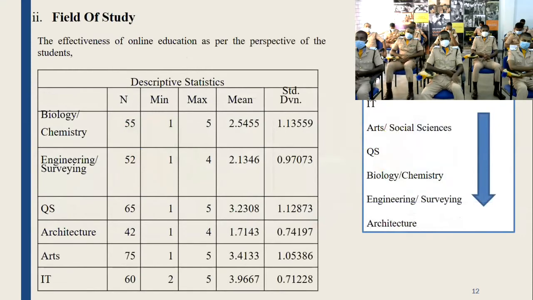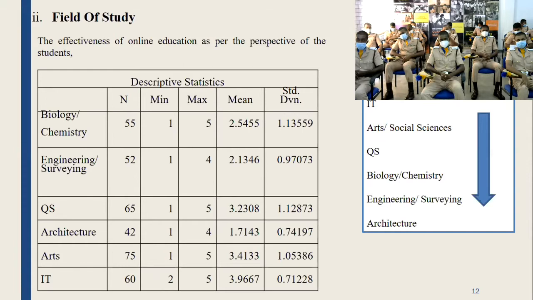With that, I'm moving on to the third category, which in my perspective I believe is the most important category here, the field of study. Our sample of students comprises the fields of biology, chemistry, engineering and survey, humanities, architecture, arts and IT. So we asked the students regarding their satisfaction towards the online learning sessions. Also, we asked them to rate the effectiveness of the learning sessions from their perspective. You can see in the figure on the right how the satisfaction level of the students decreases. From IT to architecture, the satisfaction level has decreased.